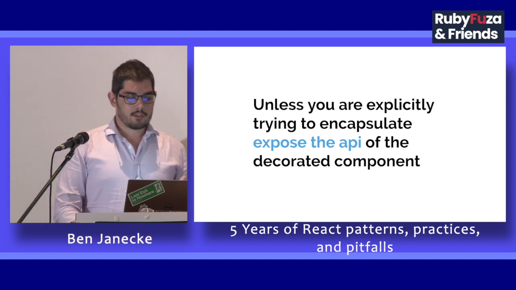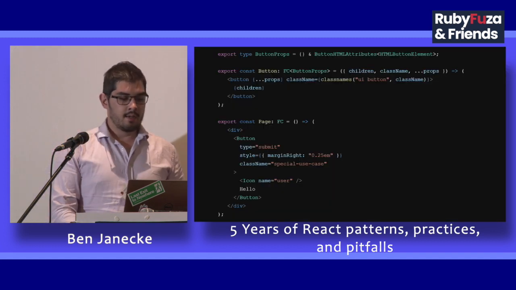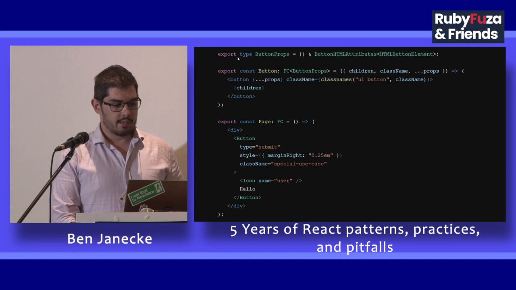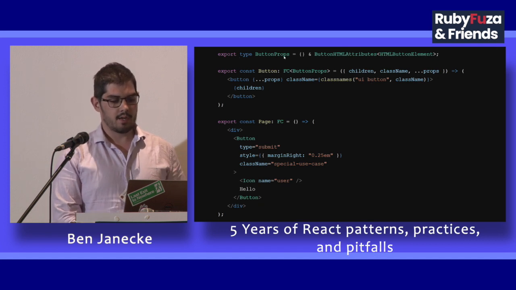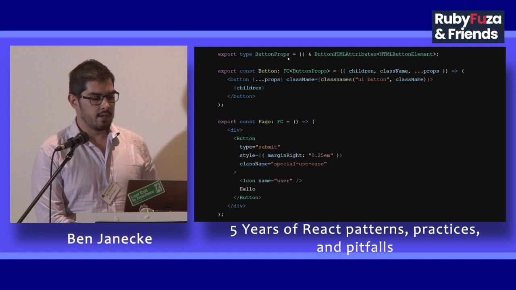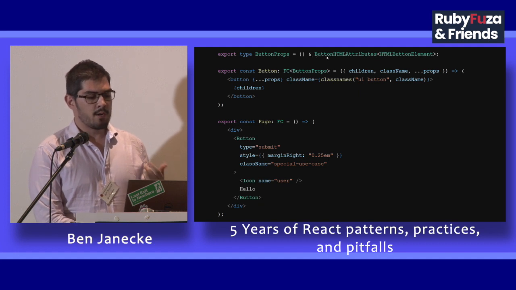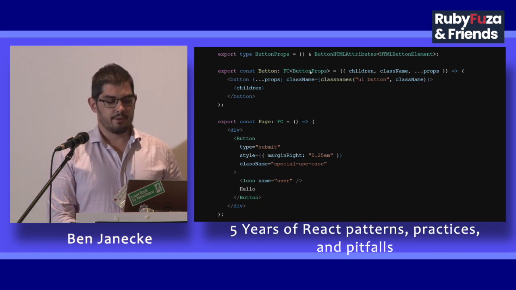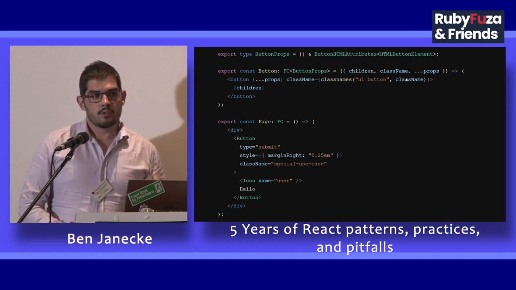Next, unless you are explicitly trying to encapsulate, you need to expose the API of the component you are decorating. So what does that look like? So this is TypeScript. We're going to start at the very top. What I'm doing is I'm declaring the props for my button component, and I'm saying, hey, I want all the default props for the button HTML element as well. And then I'm passing that through as the props to this component. Next up, I'm taking children for composability. Then I'm taking class name. And this is so important.